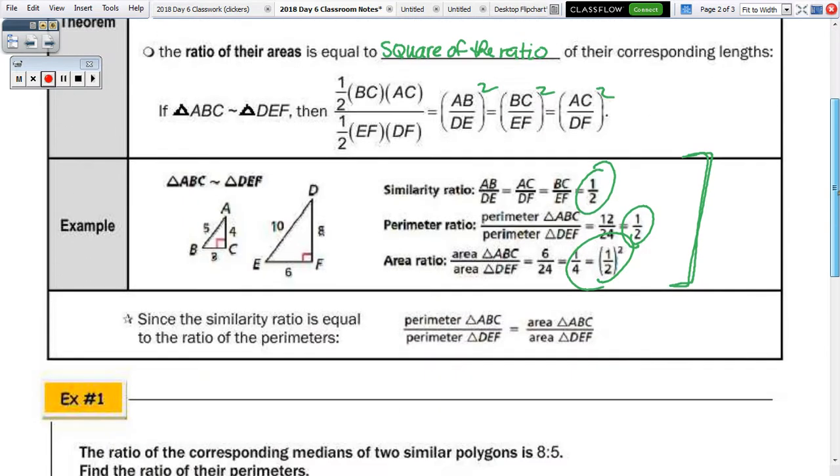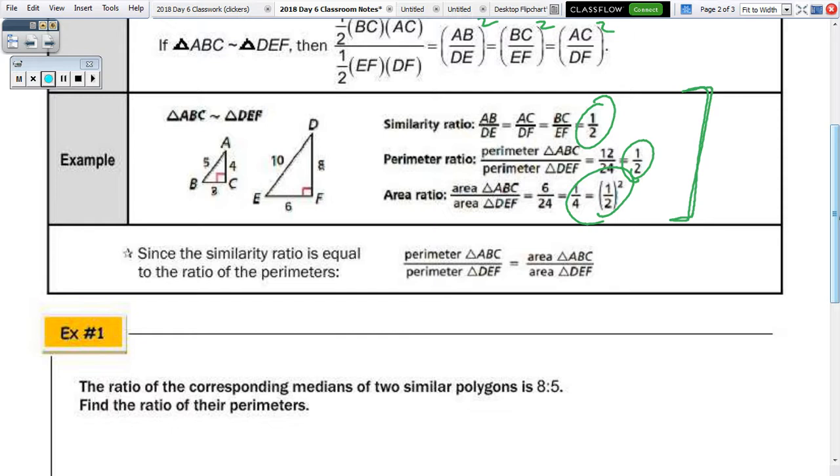The last part of that table says, since the similarity ratio is equal to the ratio of the perimeters, does that mean the ratio of the perimeters is equal to the ratio of the areas? They're not equal. You have to, as it said up here, square the similarity ratio to get the ratio of the areas. So if we're looking at just perimeter and area, we would have to square the ratio of the perimeters to get the ratio of the areas as well.